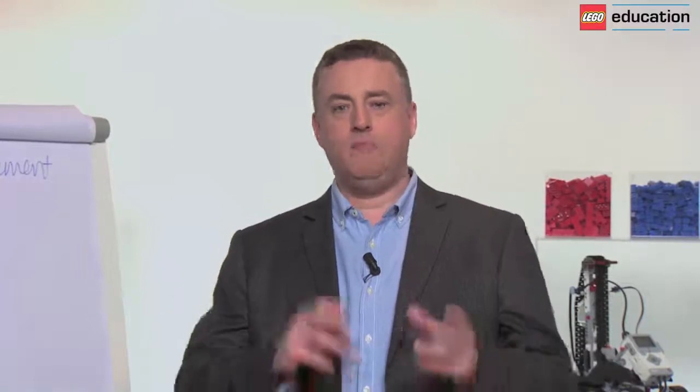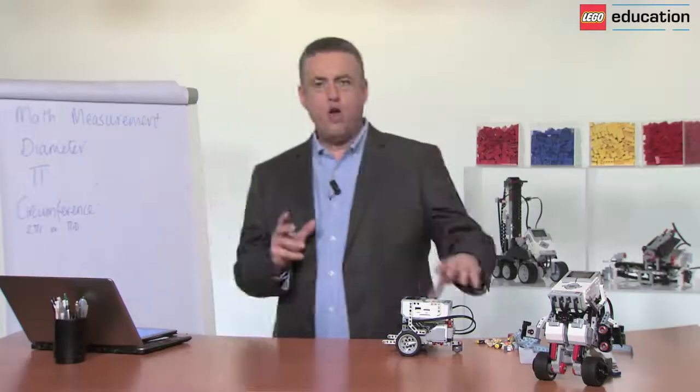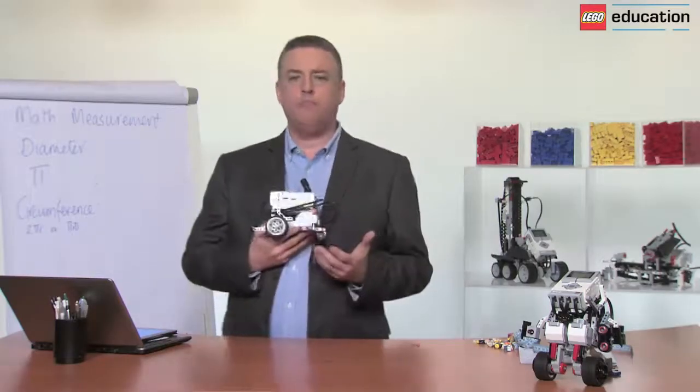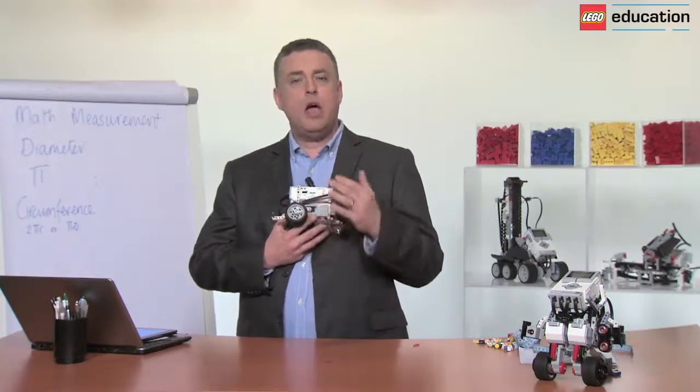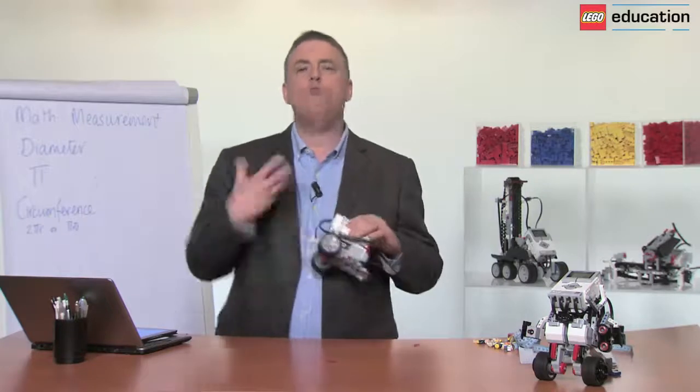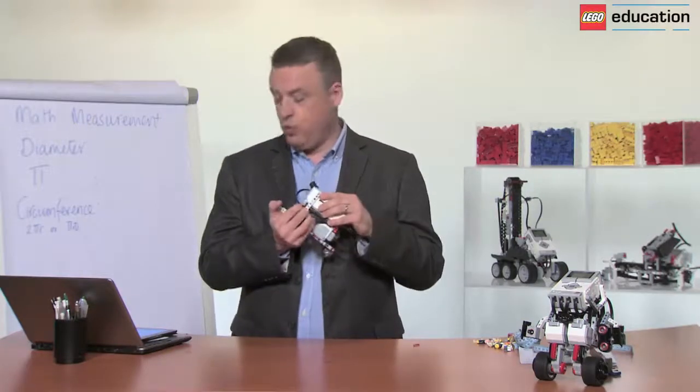So let's try one of the examples. Let's take math and measurement, and let's see how we can make this activity much more practical and hands-on to make learning really fun. We know that the diameter of the wheel is 56 millimeters. We know this because it's on the side. And using pi, we can work out the circumference of that wheel.